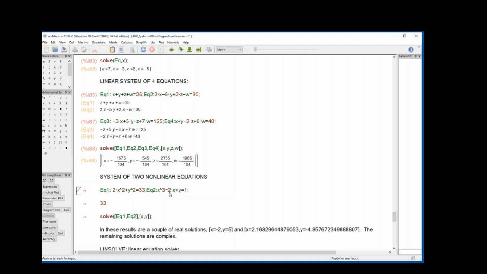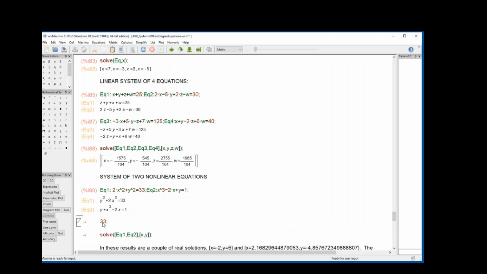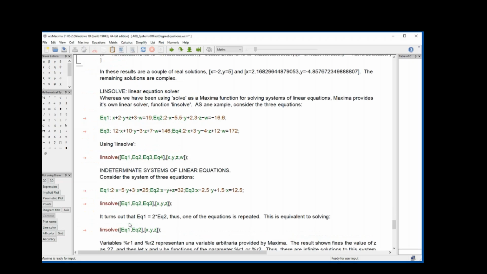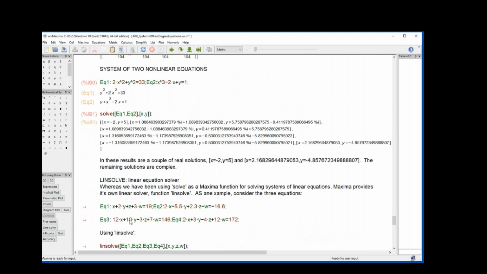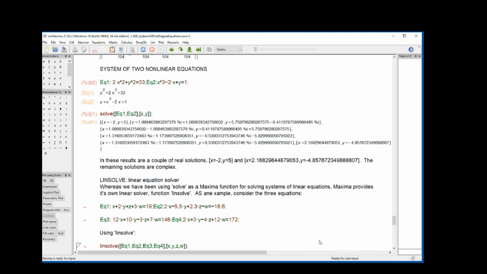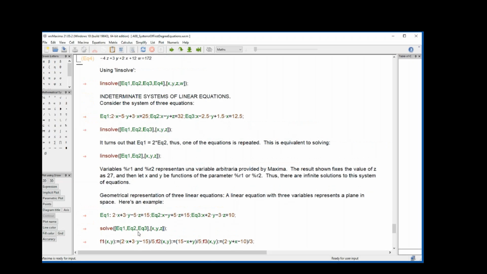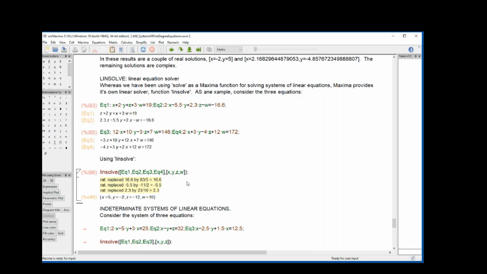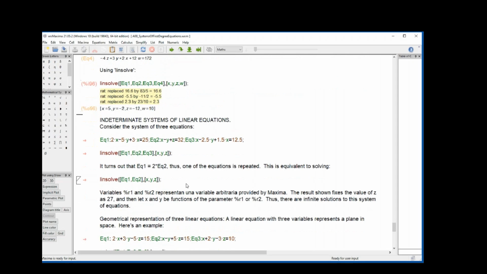System of 2 linear equations. This is a wrong entry right here. Oh, non-linear equation, sorry. We can solve it like that. So there's a whole lot of different combinations of solutions that you can get. There is another command called linsolve, where if you define your equations like these, for example, you can just type linsolve, the list of equations and the variables. It's similar to solve, but it's specific for linear systems.